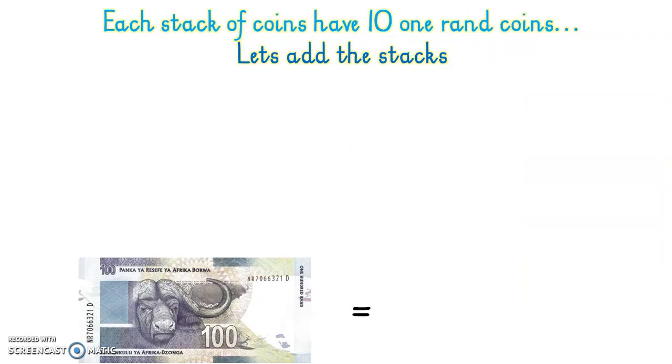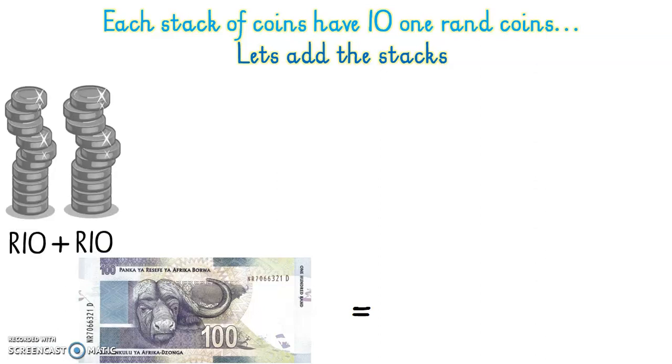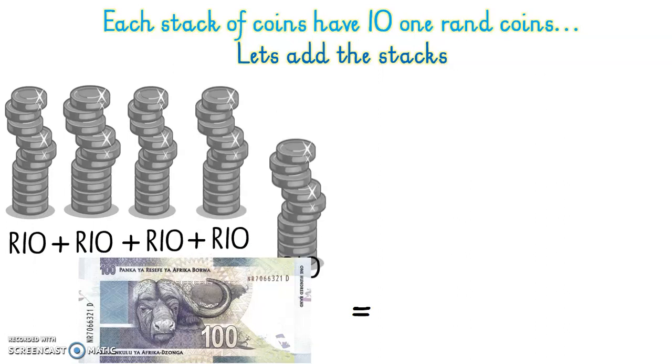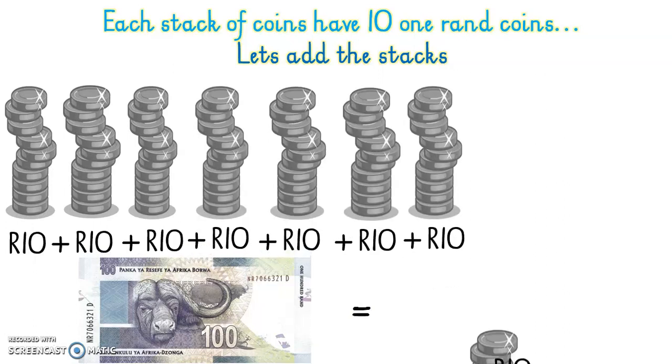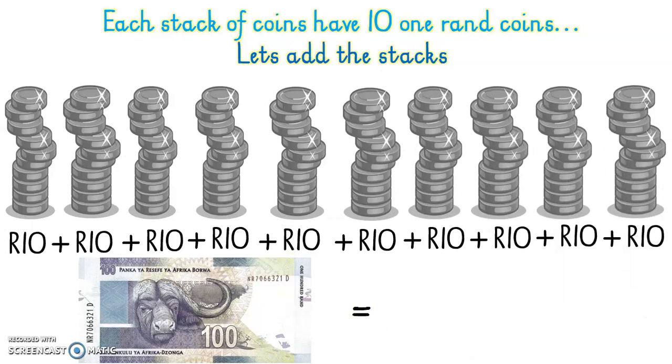Now let's see if we can make 100 rand. Let's count the stacks. 1, 2, 3, 4, 5, 6, 7, 8, 9, 10. So how many coins do I have all together? Let's quickly count them. Let's go. 10, 20, 30, 40, 50, 60, 70, 80, 90, 100. That means we have 100 coins in front of us, making it 100 rand.